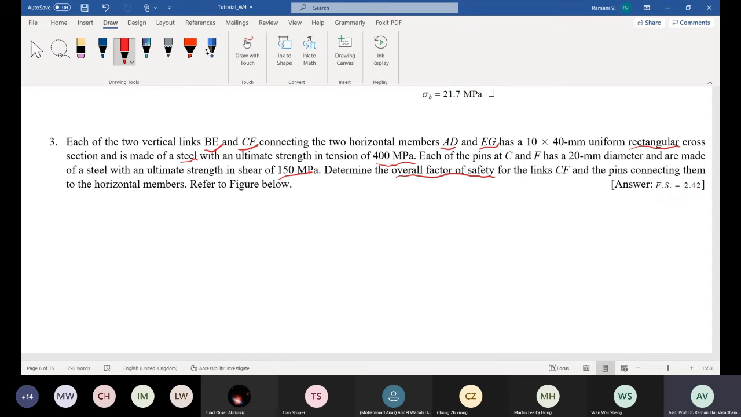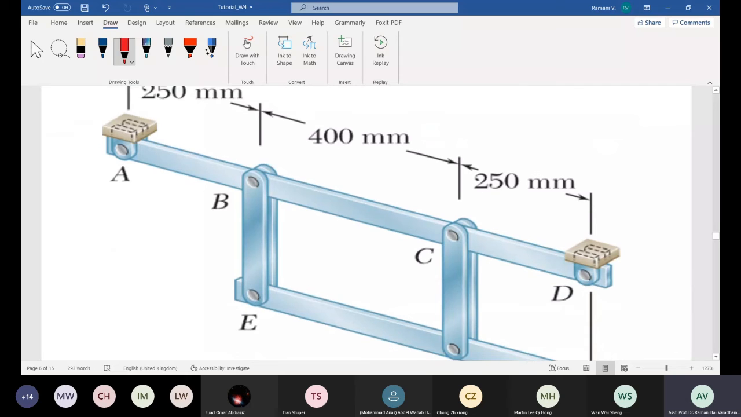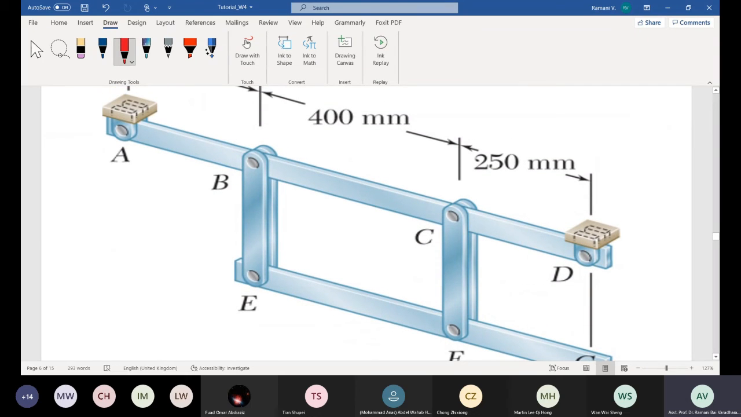How much more can you load it? Either 2 times or 2.5 times. With this strength and the load given in the diagram, you need to find the factor of safety required to design this member with this cross section and this diameter. Okay, I go to the diagram. You must have good imagination, otherwise you cannot answer this question.